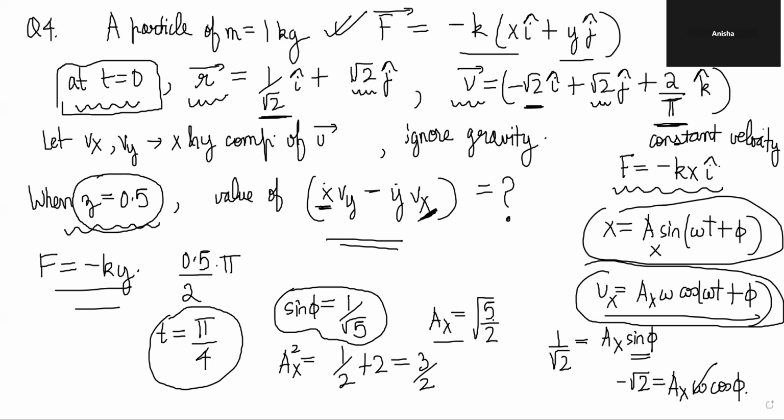Sir, I have a doubt. What did you do when you squared Ax? I have Ax sin φ and Ax cos φ, so I square and add to eliminate φ. And if you want tan φ, you can divide to get tan φ and then φ. Squaring and adding removes the φ variable and gets us Ax.